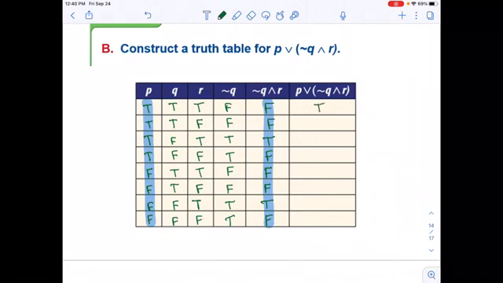So I have true, I have true, I have true and true. Then I have a false, a true, and a false. So you'll notice we have a true here, true here. This one actually has both, true, and then true.